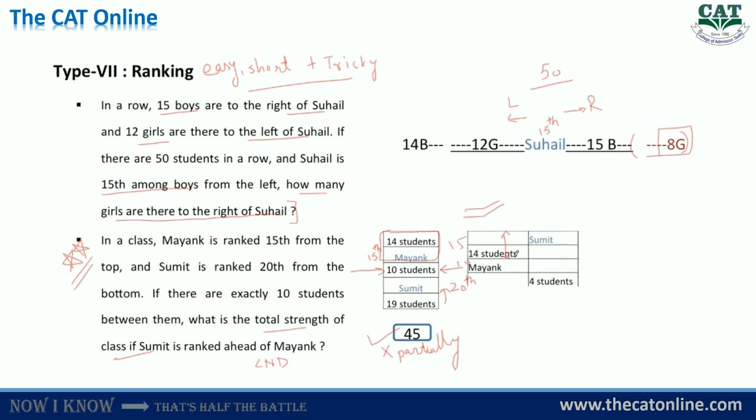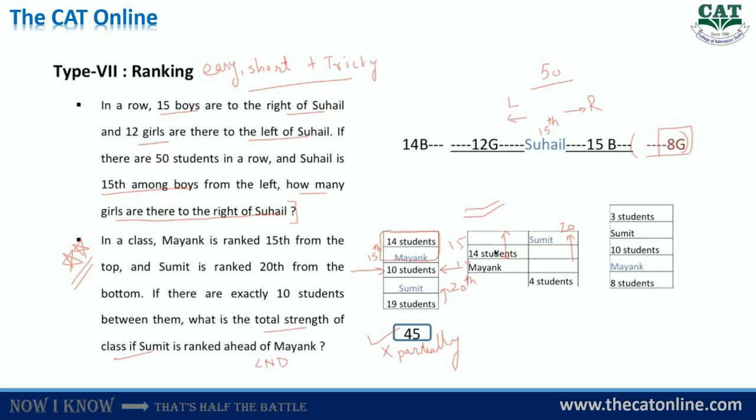So if 14 students are above Mayank and Sumit is one of them, and Sumit is ranked 20th from the bottom, then 14 plus 1, 15, and 19 students are below Sumit. So this is a possible case. Now there are 14 students in between Sumit and Mayank. We need to make this 10.